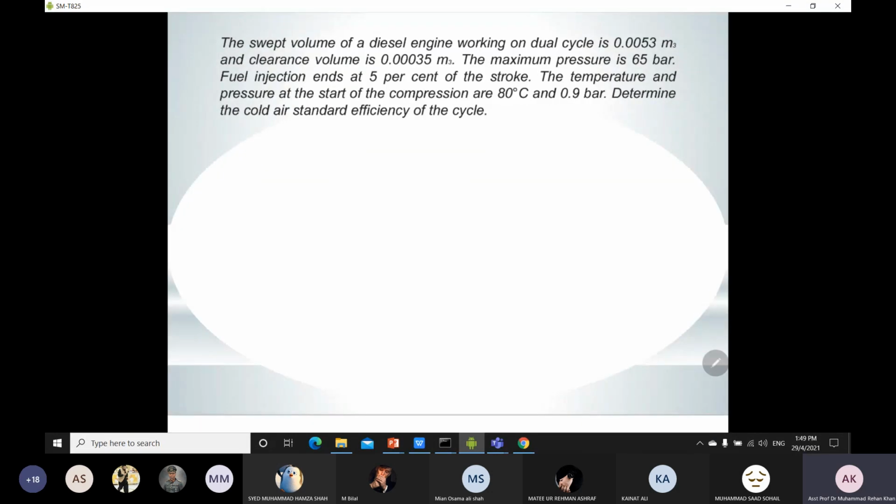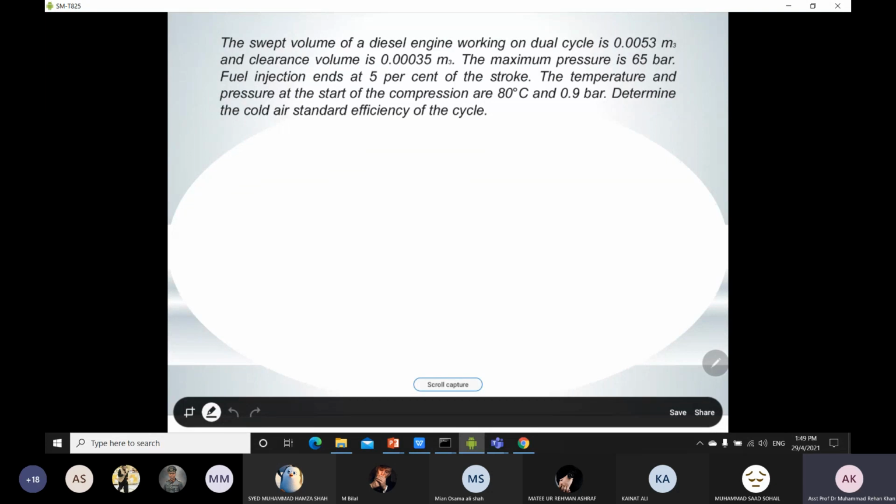A swept volume of a diesel engine working on the dual cycle is 0.0053. I hope you have all remembered what the swept volume is. Swept volume is basically the volume inside your cylinder between the points of TDC and BDC. So it is in between TDC and BDC, and the volume occupied is the swept volume.